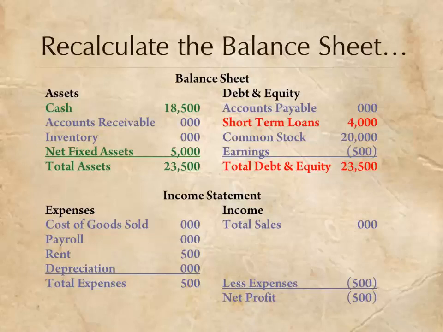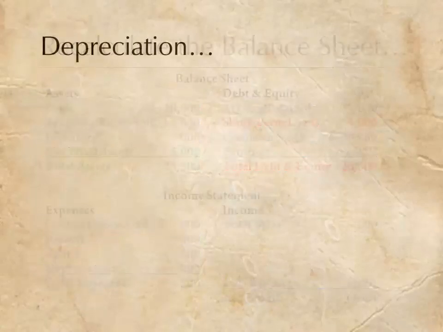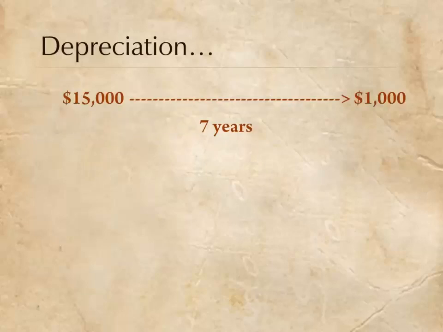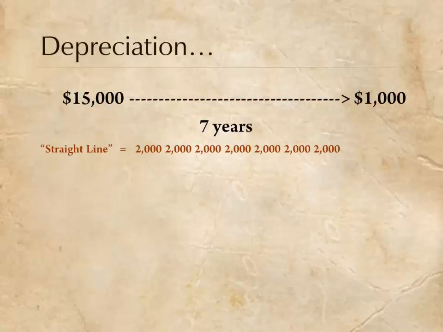Some assets can be depreciated. What's depreciation? Well, it's where you write off the value of an asset over time. The concept is that certain assets wear out over time, so the IRS allows us to write them down. If we purchase a piece of equipment for $15,000 and figure to sell it for $1,000 after 7 years, we can depreciate $14,000 over 7 years. We can use any of several methods. The straight line method would allow us to depreciate $2,000 every year.